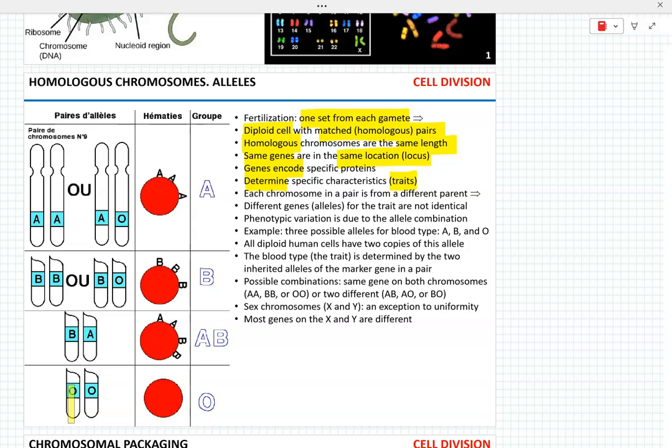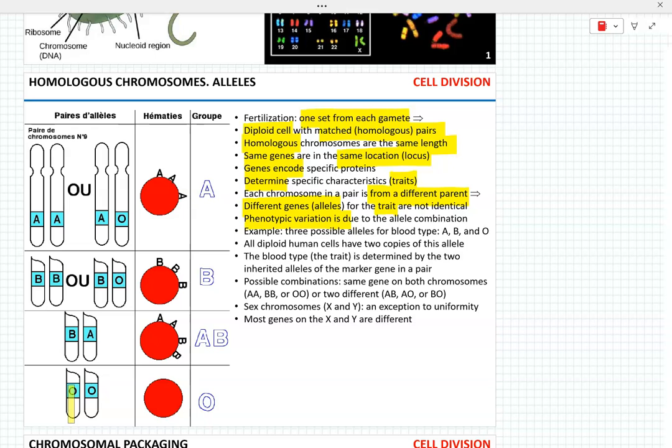So, as we mentioned before, in a homologous pair, each of these chromosomes is from a different parent, which means these two chromosomes will carry different alleles of a gene for the same trait. Alleles are not identical. And due to the combination of the alleles, humans have phenotypic variation. Let's take a look at the example of the ABO blood group.